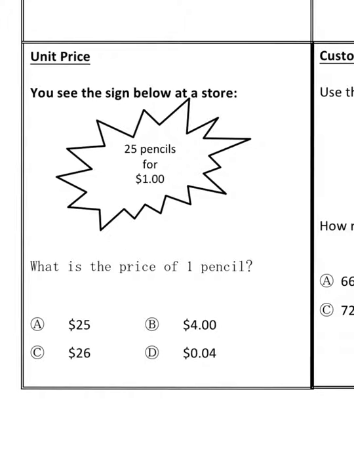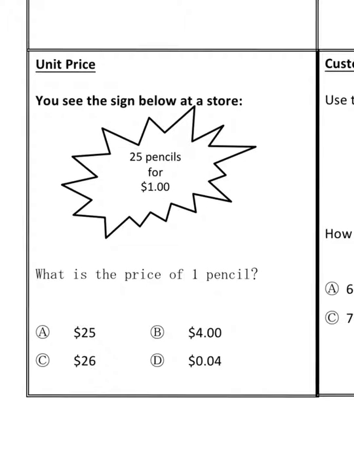As a matter of fact, it makes no sense for A, B, and C, because they're all above $1. Think about that. If it's 25 pencils for $1, how could it be more than $1 for 1 stinking pencil? So the answer's got to be D, 4 cents, just using some common sense for that one.